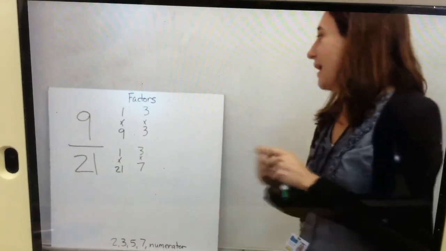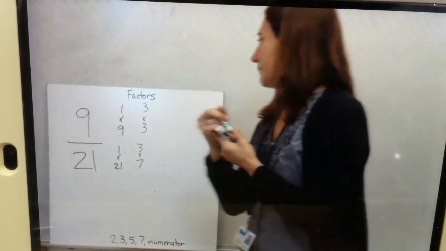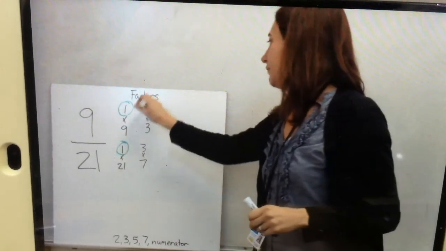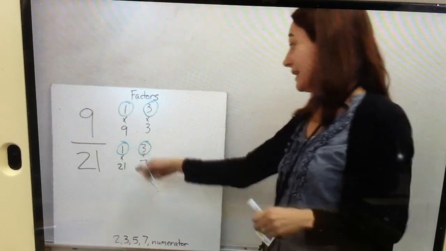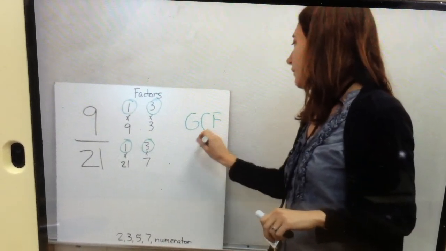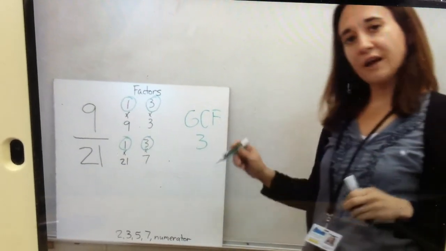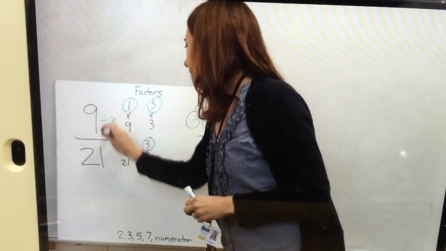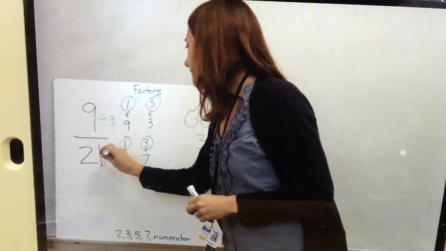Let's circle the ones that we have in common. We have 1 in common. We have 3 in common. And that's it. So what's our greatest common factor? 3. So what are we going to divide both of them by? Both the top and the bottom.